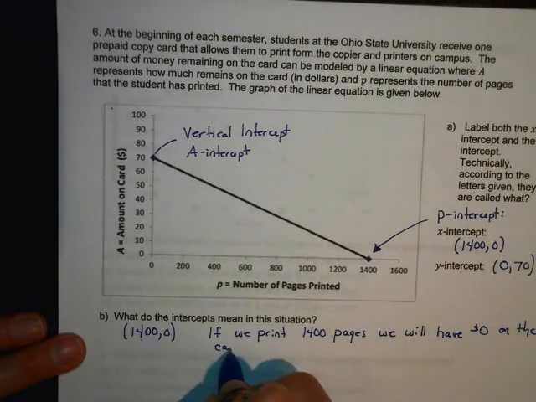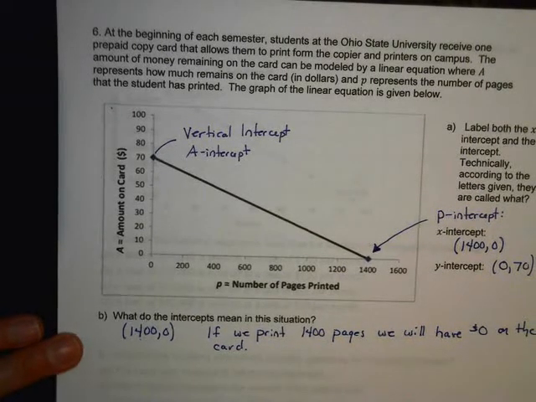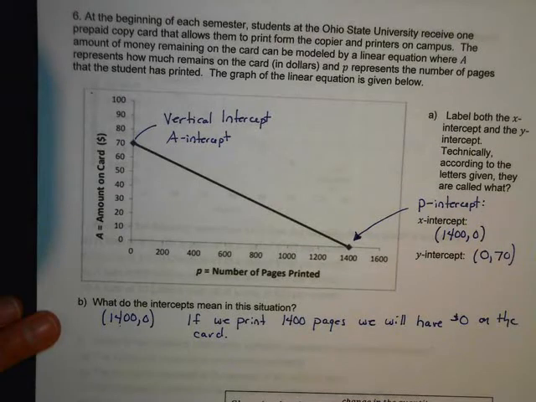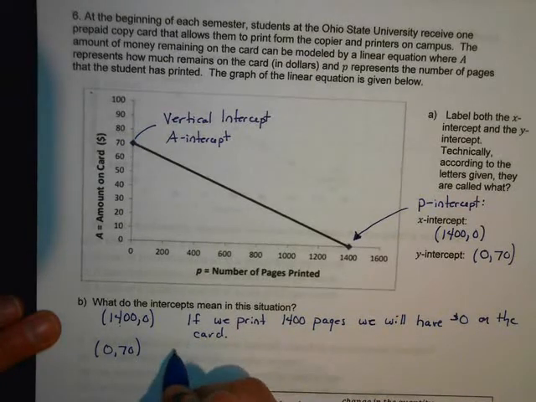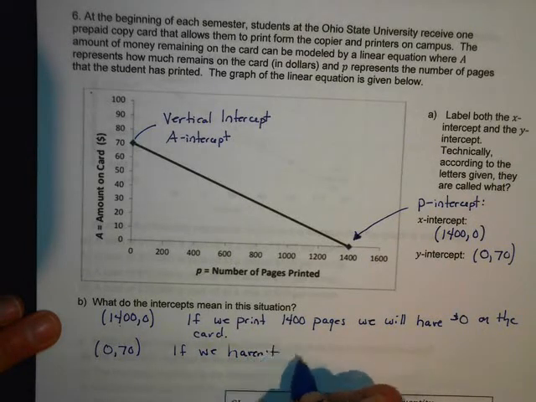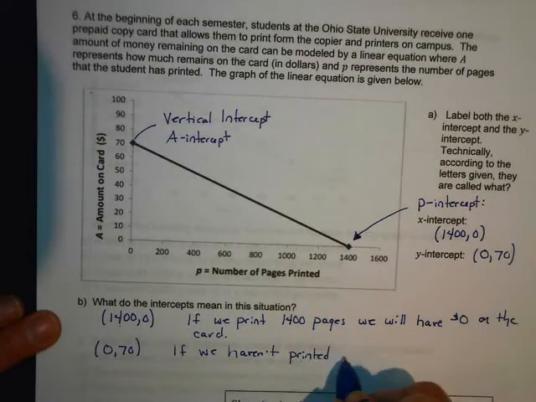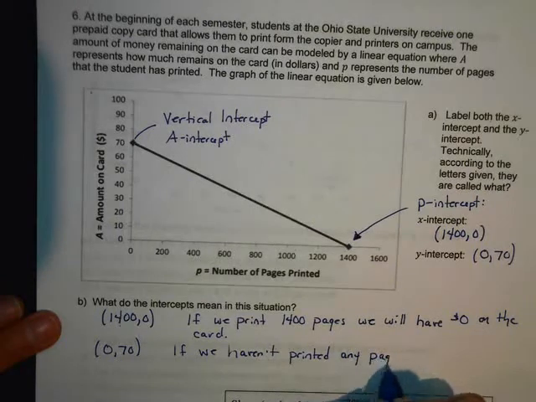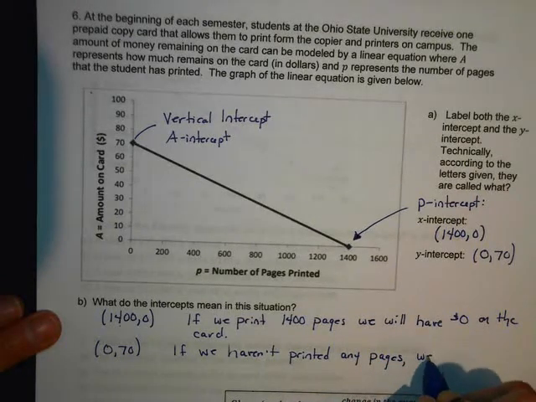Okay? And this one, 0, 70, so the first number is the number of pages you print. So if we haven't printed any pages, we will have $70 on the card.